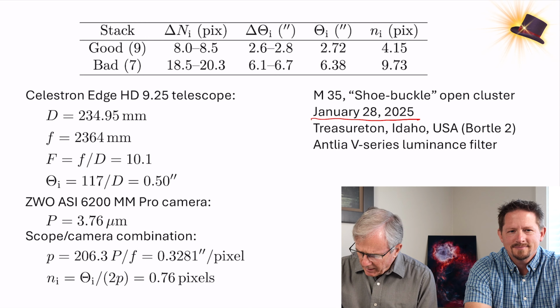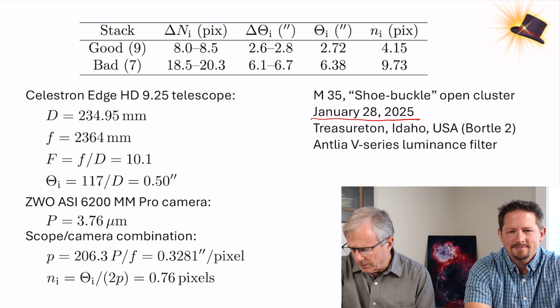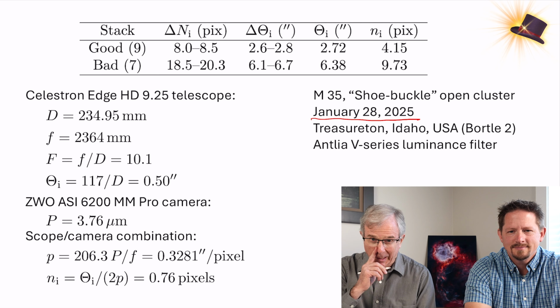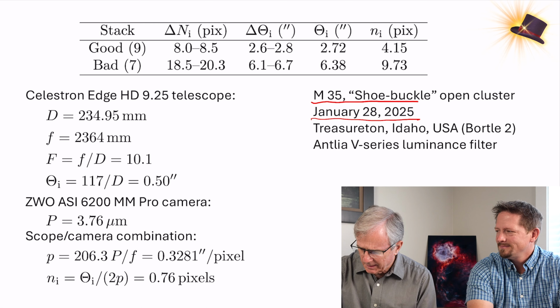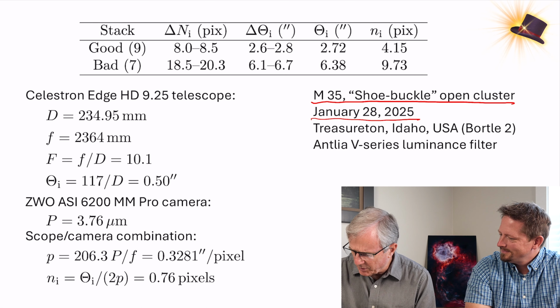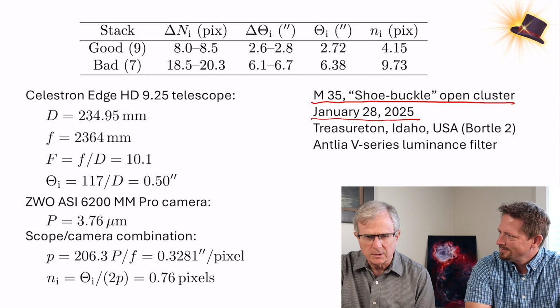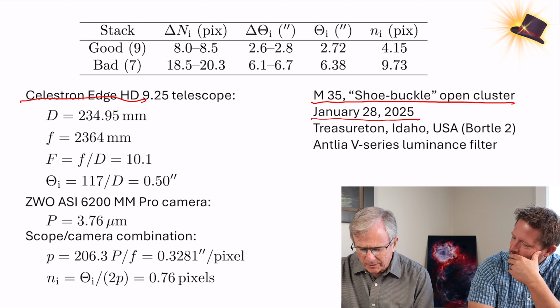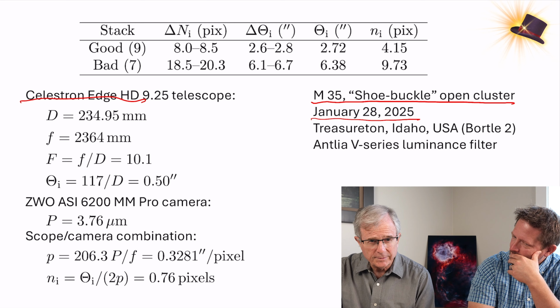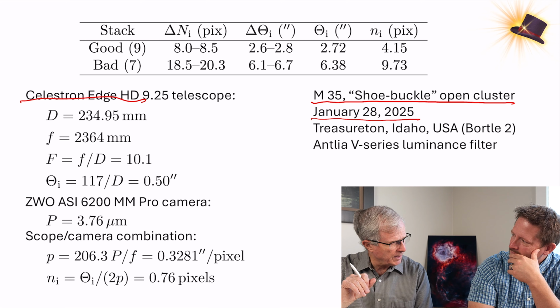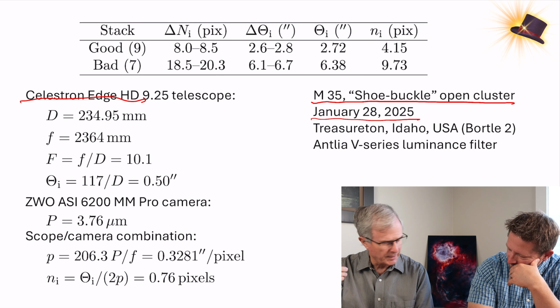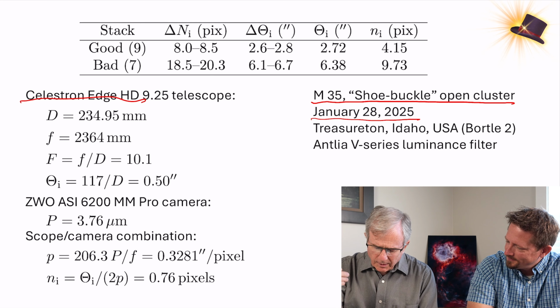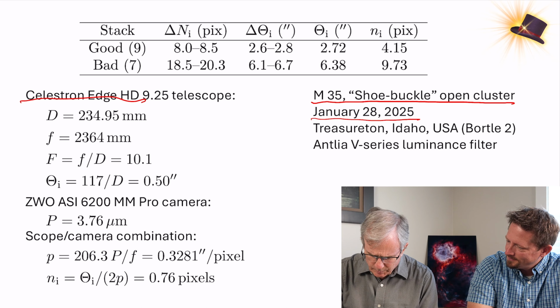On January 28th, earlier this year, I went out to Treasurton, Idaho, our Mortal 2 site, and I shot the M35 shoe buckle open cluster through our Celestron Edge HD 9.25. I wanted the highest resolution we could possibly get, so we used the longest focal length we have in our arsenal. And here's all of its specs.